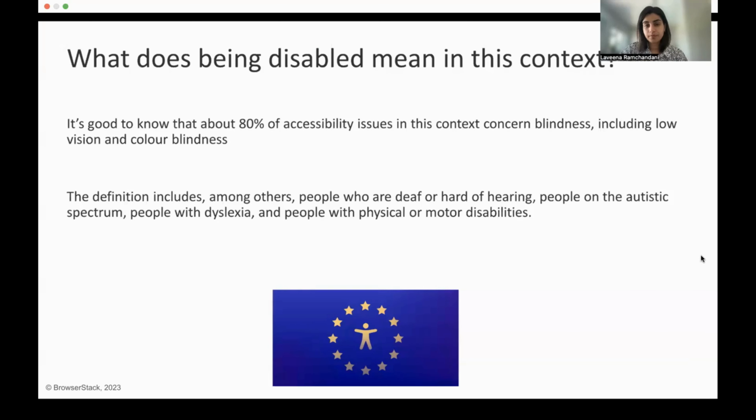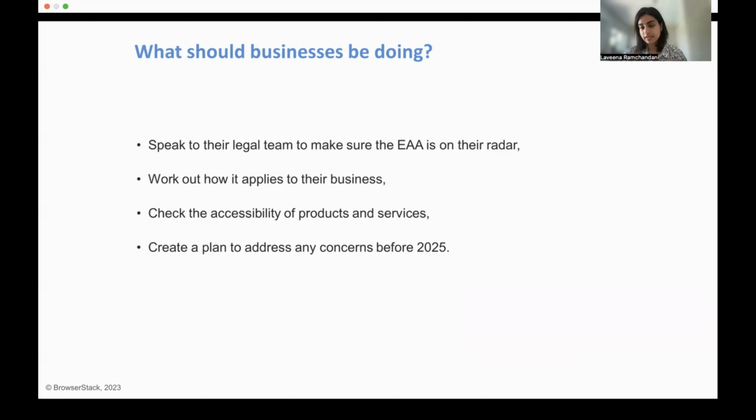What should businesses be doing then? So if we are seeing that a law is coming and we want to prepare for it, what should we be doing? Speak to legal teams to make sure that the EAA is on their radar. I'm sure you all have some sort of legal team in your company or a design team who will be working on accessibility needs.